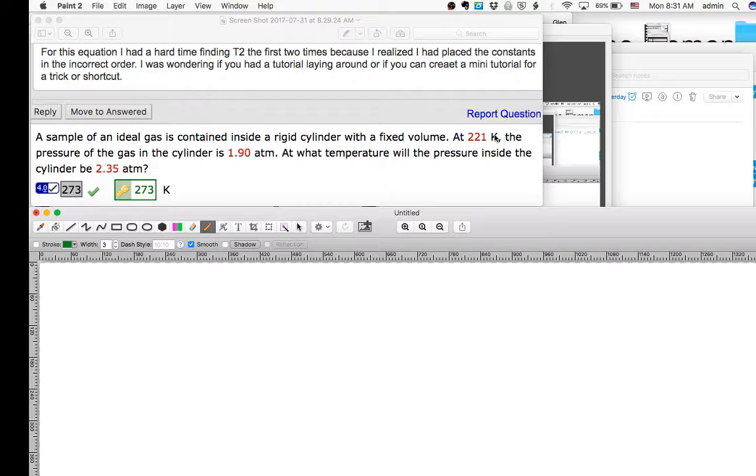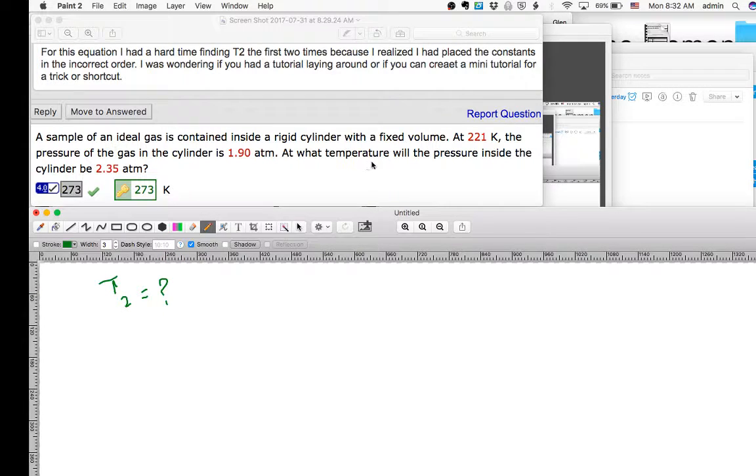You figure out what they want. In this case, it's the temperature. And then to figure out which temperature is which, you have to look at the verb tense. The verb here is "will be." So that indicates the future. That means the temperature they want is the T2, because it's associated with some future idea. Will the pressure inside the cylinder be? So the T2 is what we want.